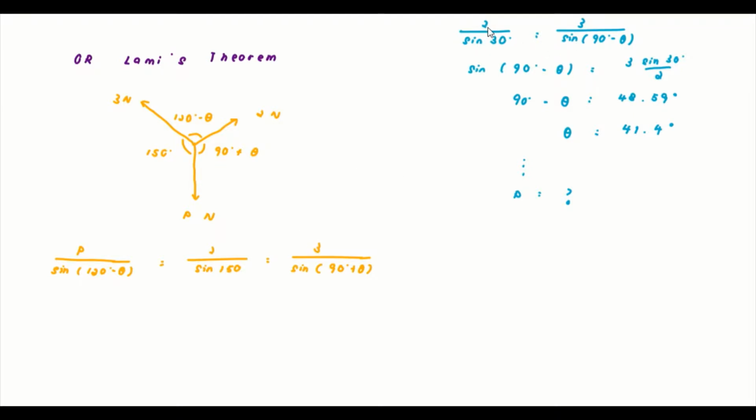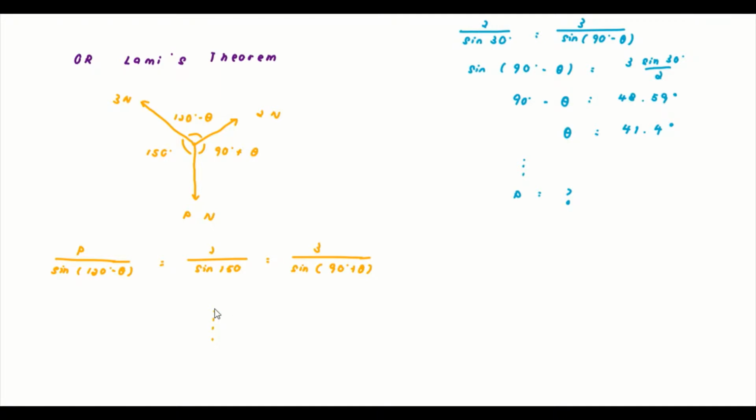Because what you have is 2 over sine 30, and we know sine 150 and sine 30 are actually the same thing. Then sine 90 plus theta and sine 90 minus theta, right? Eventually, you will get the same reference angle as well. Okay, so when you continue to solve it, you'll get exactly the same answer also. I hope that you can get the idea.